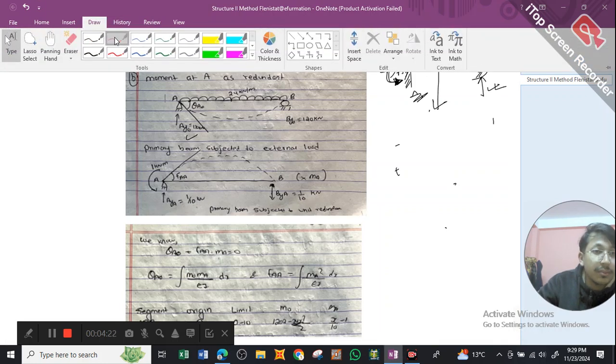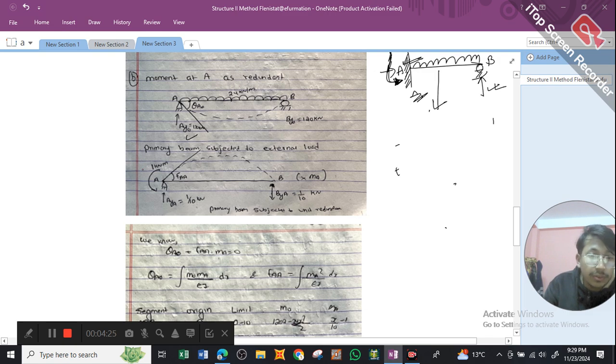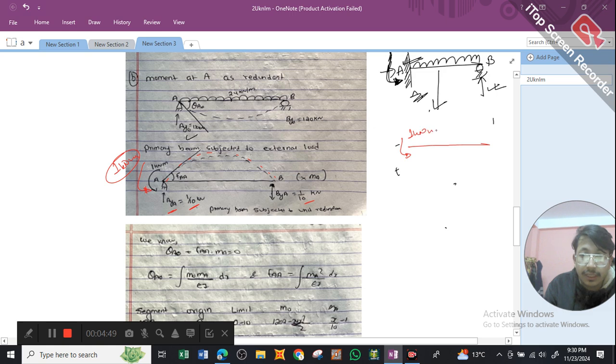We will simply take a unit moment at point A, which has a value of 1 kilonewton meter. In that case scenario, we will have our deflection in this way, and we can write the value of AYA as 1 by 10 and BYA equals 1 by 10. If I draw my beam in this way, we have 1 kilonewton meter acting over here.